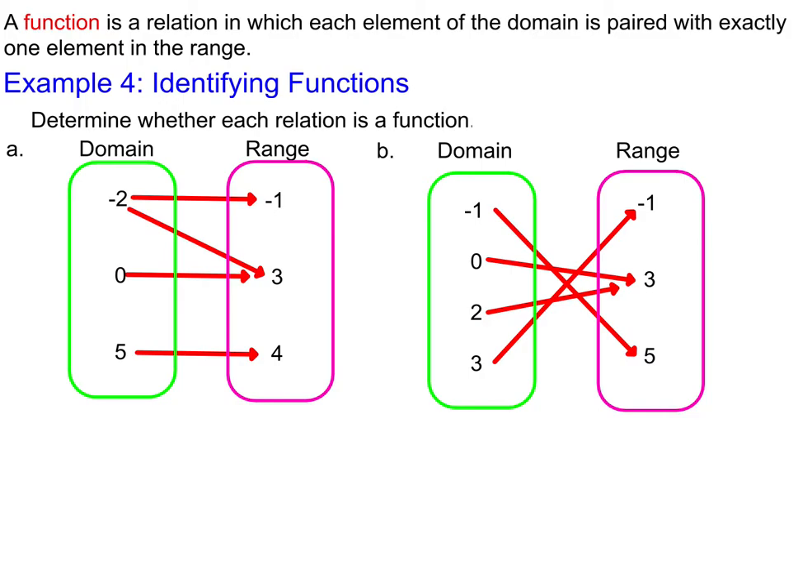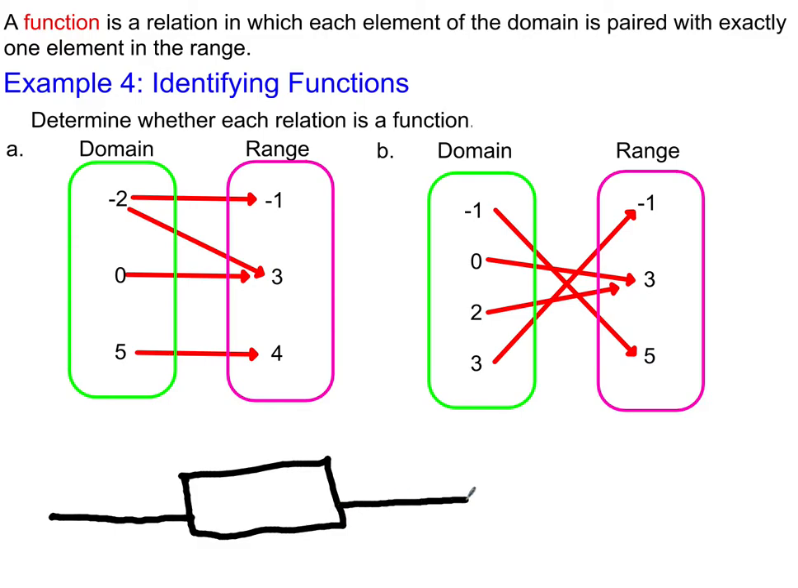Now let's talk about functions. A function is a type of relation, but it's a more specific type of relation. So in order for it to be a function, every single element of the domain has to go to exactly one element in the range. So you can think about a function kind of like a machine, okay? So here's a machine. And here's a little conveyor belt going in and a conveyor belt coming out.